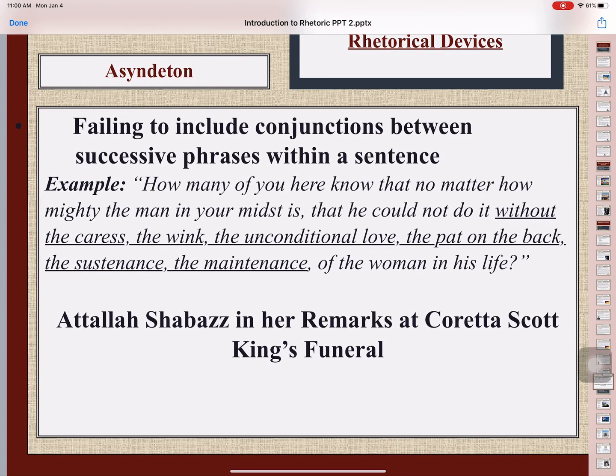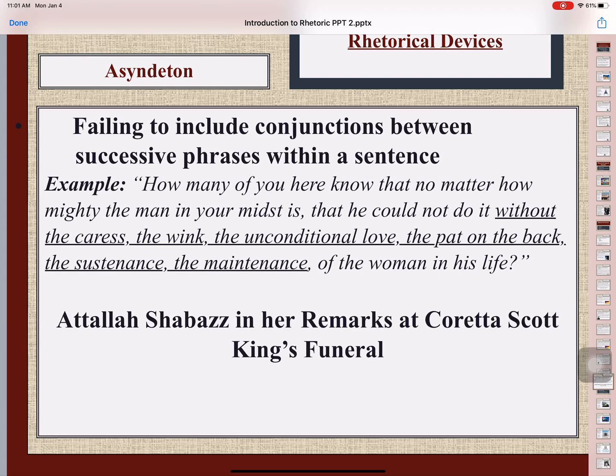Asyndeton. That's when we fail to include conjunctions between successive phrases within a sentence. "He was tall, dark, handsome." I'm reading some Raymond Chandler, some 1940s detective novel stuff, pulpy, very fantastic. Great writer, maybe not so pulpy. He does this a lot, right? The way he writes, you know, tall drink of water, not too sharp, well dressed.